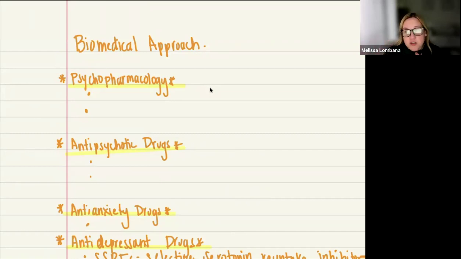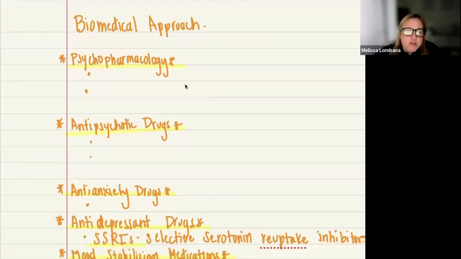When they're doing this type of research with medication, it's good to have a double blind procedure, because that makes sure that there is no researcher bias. Okay, so we're going to talk about the different drugs as well as the different approaches under biomedical, because it doesn't just have to be medication for this approach.